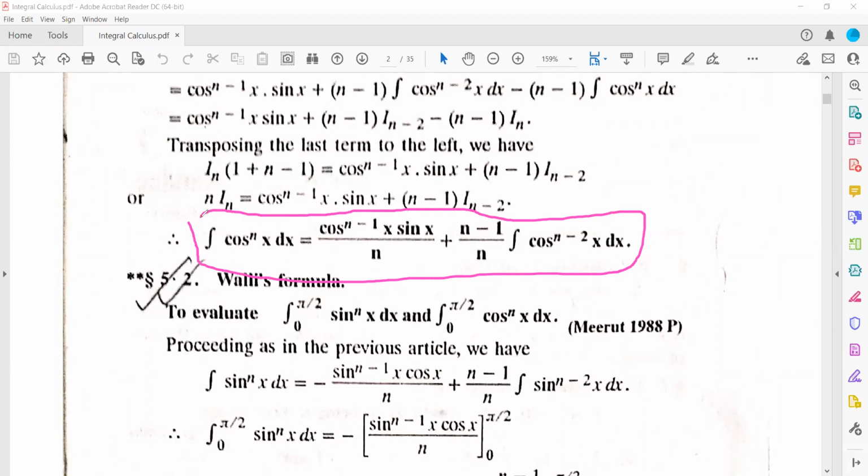Follow the same process as we have done for finding the reduction formula for sine to the power n x. Is that clear? Yes, sir. Okay. Yes, you must practice, then only you will understand. Otherwise, you won't understand. You have to practice that one.